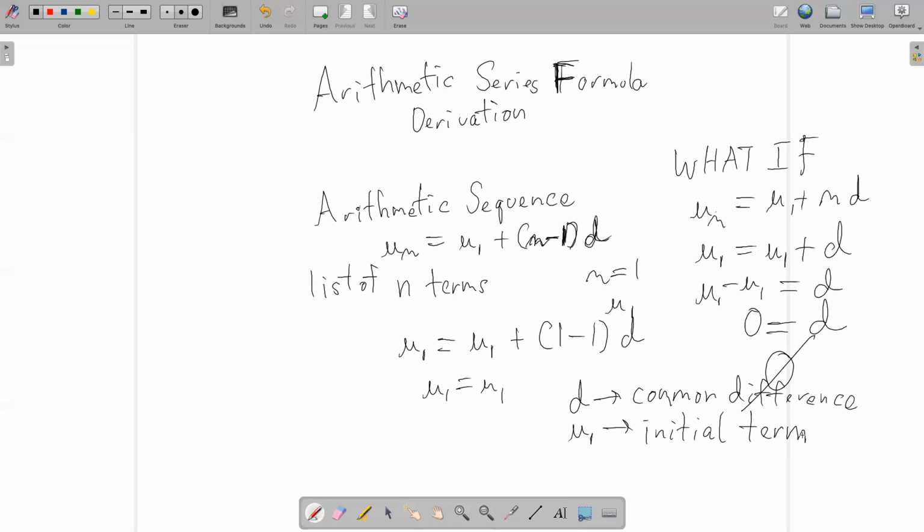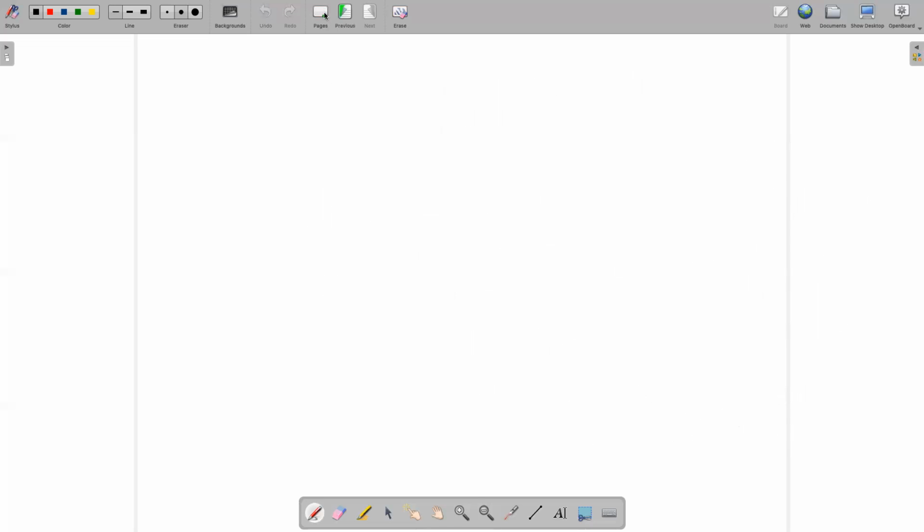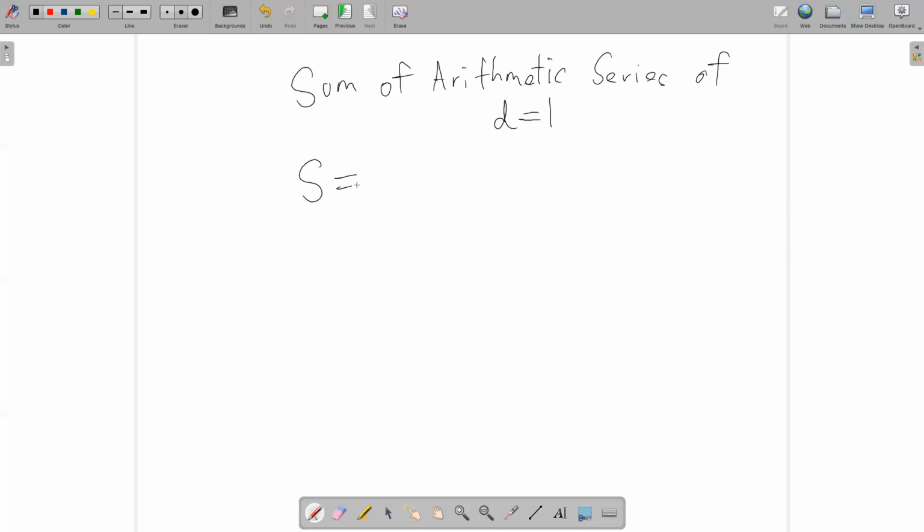Now, in order to derive the arithmetic series formula, we're going to solve a much simpler problem, which is to find the sum of an arithmetic series of common difference 1, or in other words, the sum of consecutive integers being added together. So we're going to find s as an arbitrary sum with a starting term being 1 and a final ending term being n. We're going to sneakily create another copy of this just because we can.